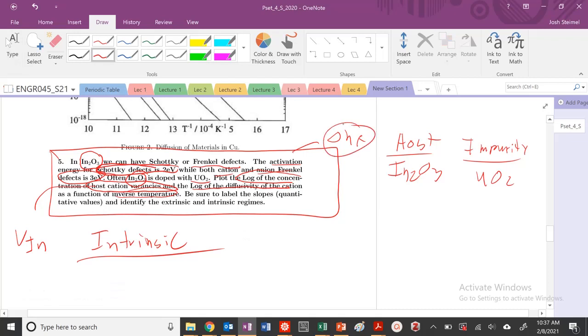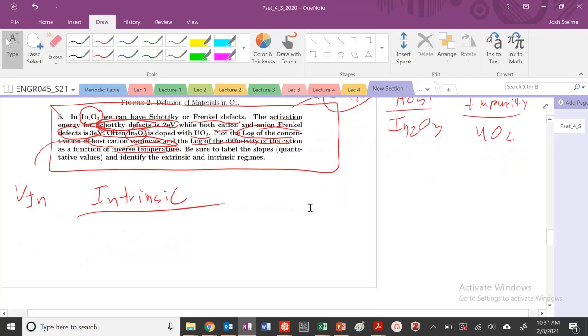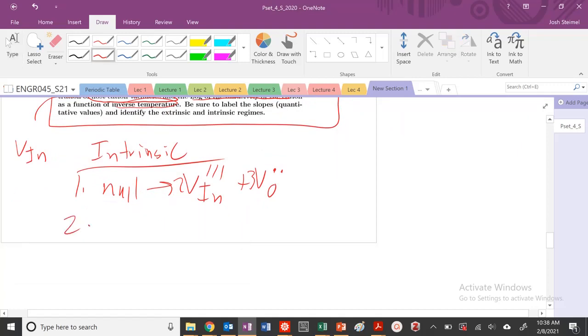How do I know that? Because the delta H_F of Schottky is less than the delta H_F of the Frenkel. So I'm going to have more of these Schottky defects. So what is the Schottky defect for indium? Null goes to vacancy in indium, which we know is triple negative, plus vacancy in oxygen, which we know is double positive. Uh-oh, am I charge balanced? No, I need to do this, and this. Now I'm good to go. Charge and mass balanced. Excellent.